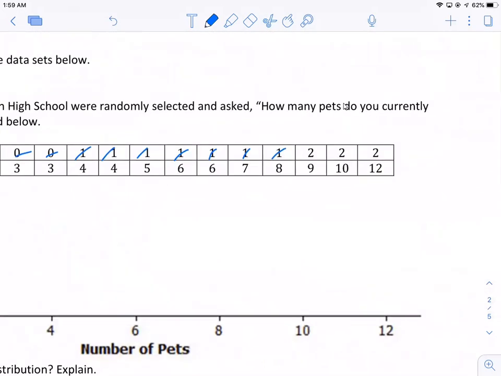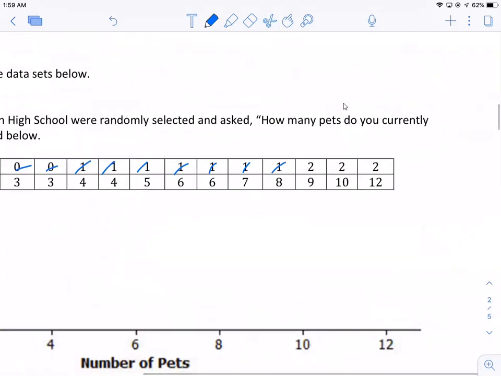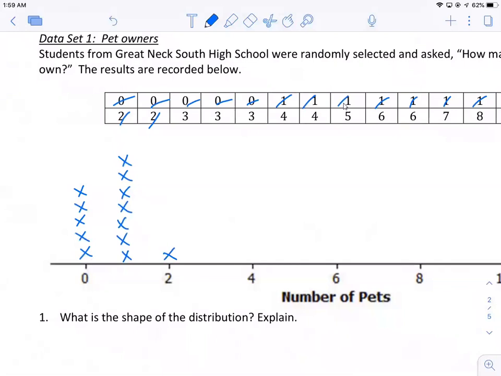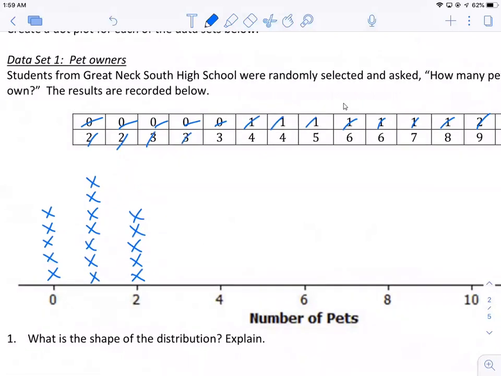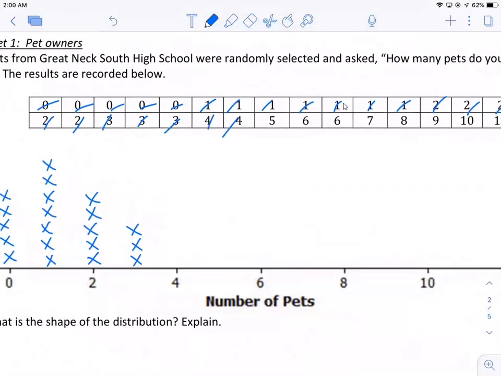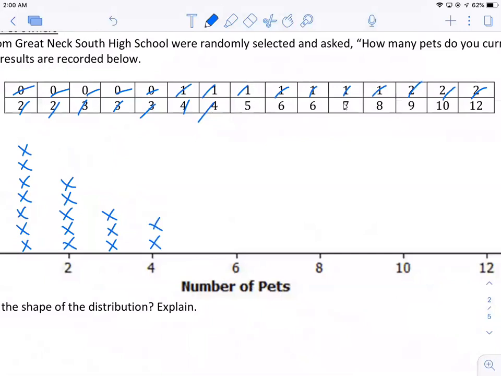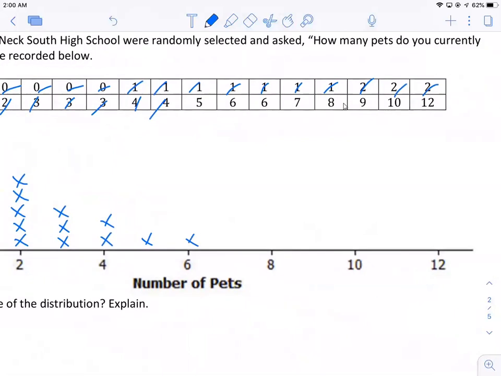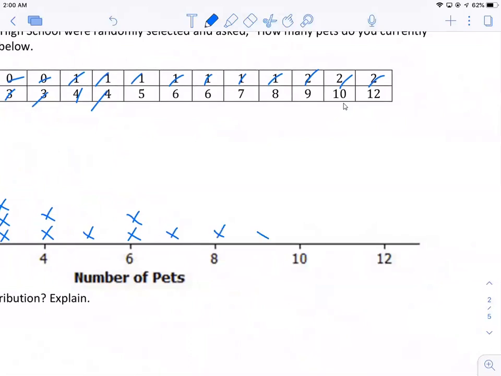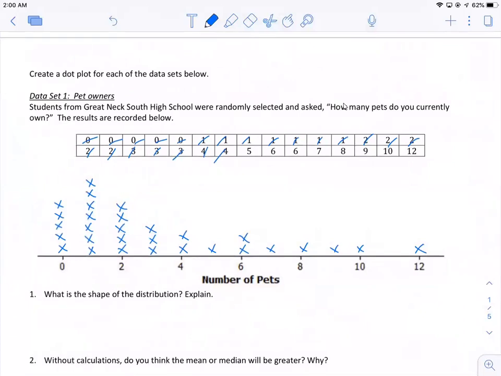Again, we're just organizing our data in a visual way. We got 5 twos. 3 threes. 2 fours. We got a 5. 2 sixes. A 7. An 8. A 9. A 10. And there's this one guy that got 12 pets.